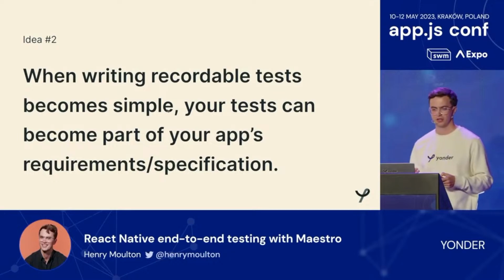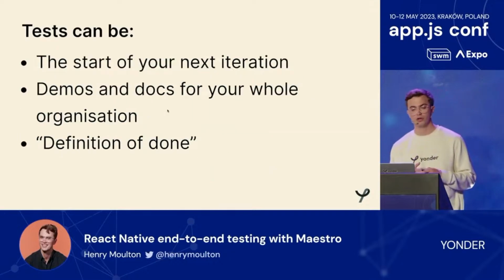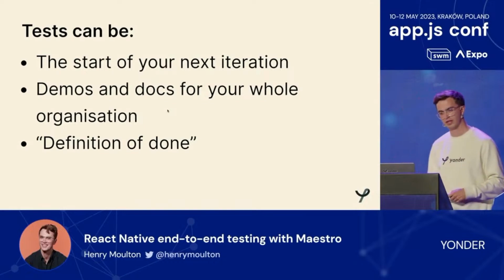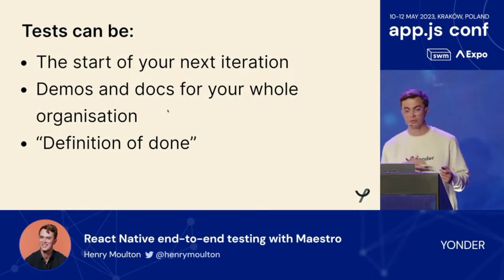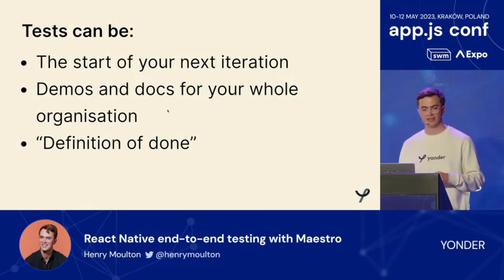So idea number 2: when writing recordable tests becomes simple, your tests can become part of your app's requirements and specification. Tests can be the start of your new iteration. Even your designer could write out the test and say, hey, I think it should be doing this. And then maybe you work together on that, and then you go on and iterate, you use your Figma designs to complete that.